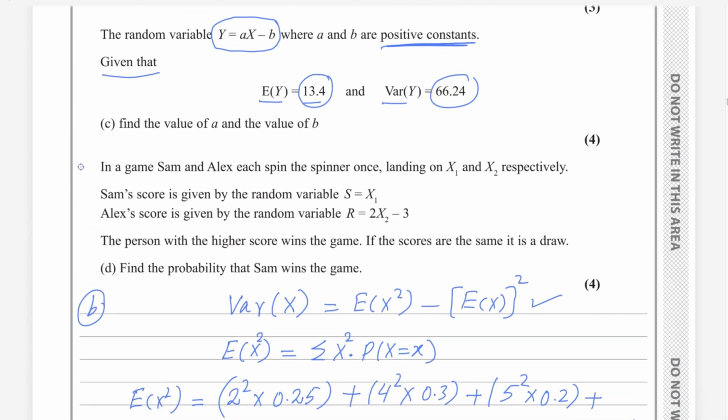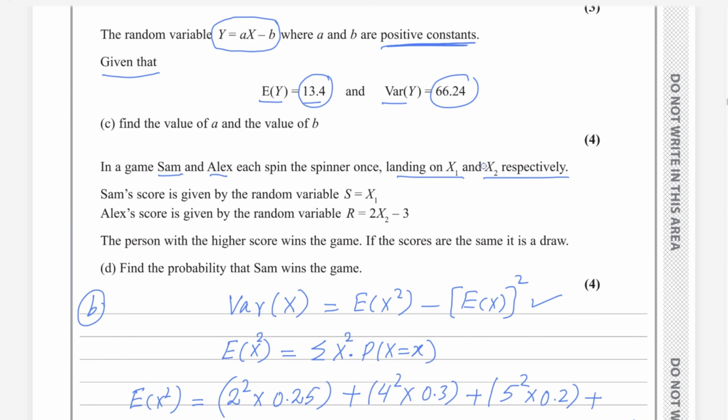Now next part. In a game, Sam and Alex each spin the spinner once, landing on X1 and X2 respectively. Sam's score is given by the random variable S equals X1. Alex's score is given by the random variable R equals 2X2 minus 3. R is representing the score of Alex. S is representing the score of Sam. So we have these variables for the spinner, X1 and X2.